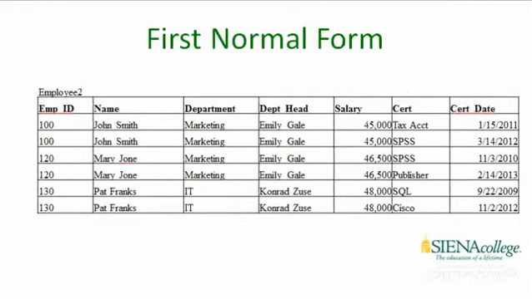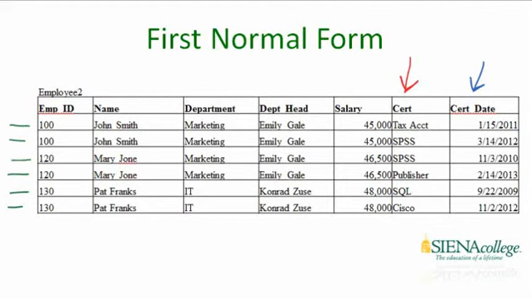Taking the data and putting it into first normal form, we see now that we have a single certification column and that we have a single certification date column. We now have each attribute being unique. Each record is unique. And none of the attributes have multiple values. So this is considered in first normal form.